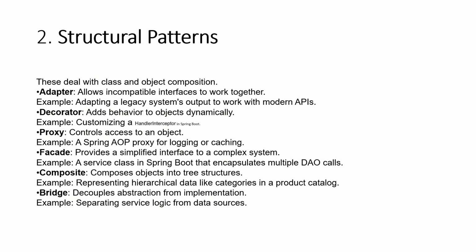Coming to the proxy, it controls access to an object. Example, Spring AOP proxy for logging and caching. Coming to the fourth one, which is facade, it provides a simplified interface to a complex system. Example, a service class in Spring Boot that encapsulates multiple DAO classes.